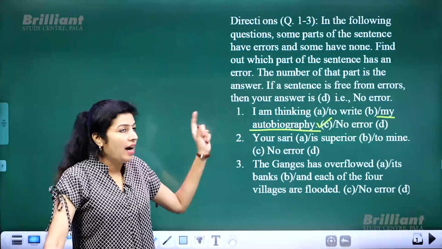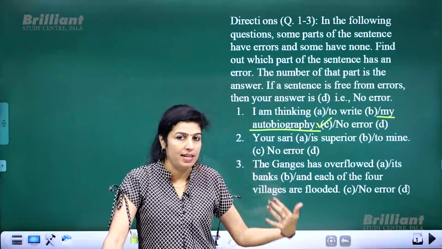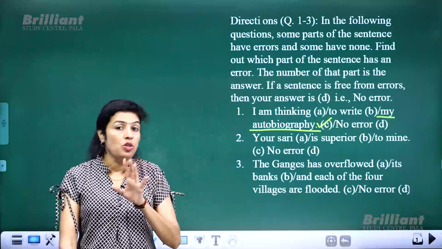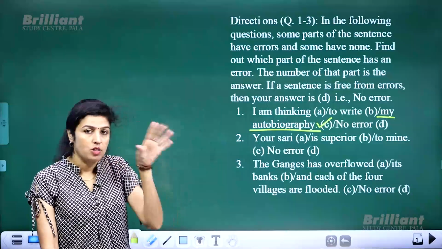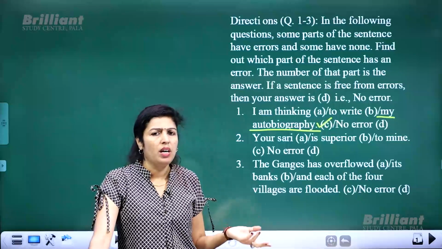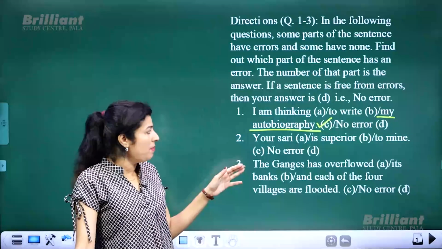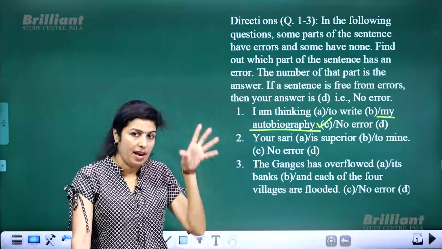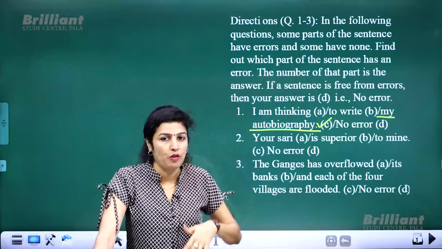So when it is understood from the word that it is written about my own life and not anyone else's, this word my before the word autobiography is not required. And the use of that my has made the sentence superfluous, which means a word which is extra, which is not required, and which doesn't fit into that structure. Okay, so remember, you need to know the meanings, and only then you will be able to understand the error which it has got.